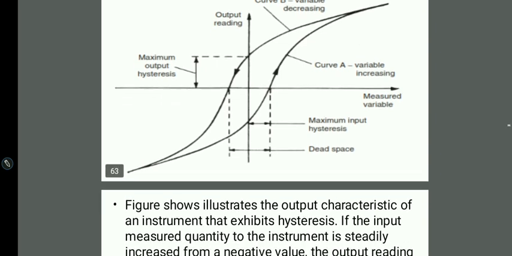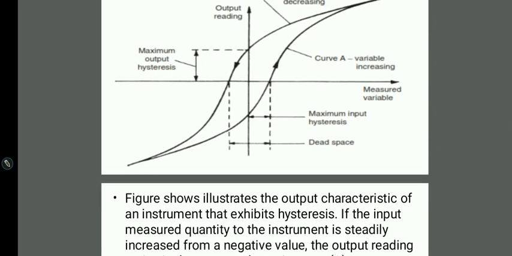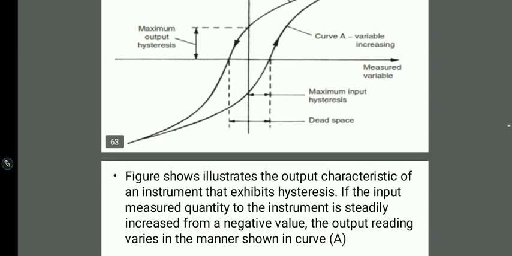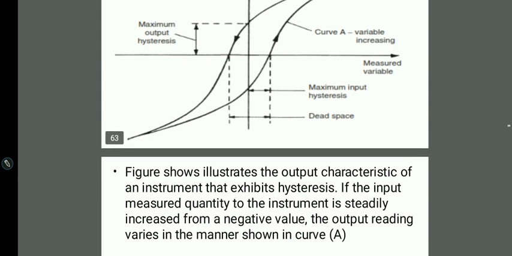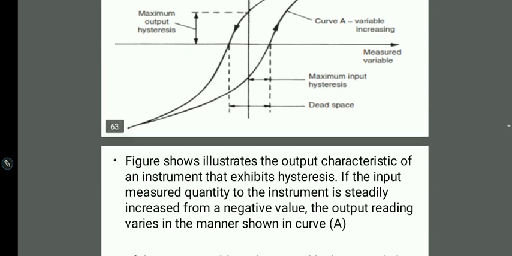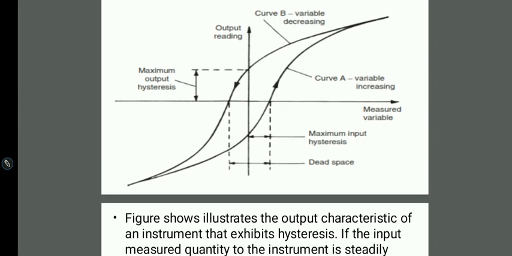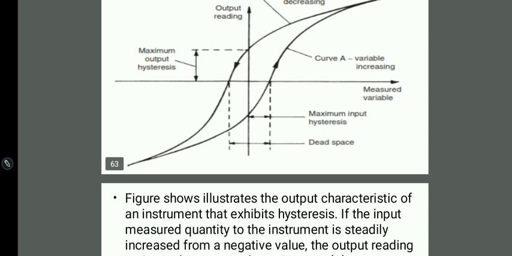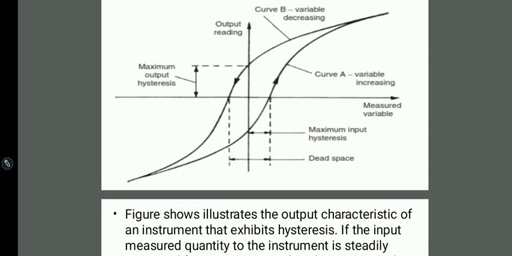The figure illustrates the output characteristics of an instrument that exhibits hysteresis. The input measured quantity to the instrument is steadily increased from a negative value. The output reading varies in a manner shown in curve A. So we have two curves here, curve A and curve B. We have a reading on the negative side and a reading on the positive side. That is the curve of the output of the instrument when the input is varied, shown by curve A, while the variable is increasing.